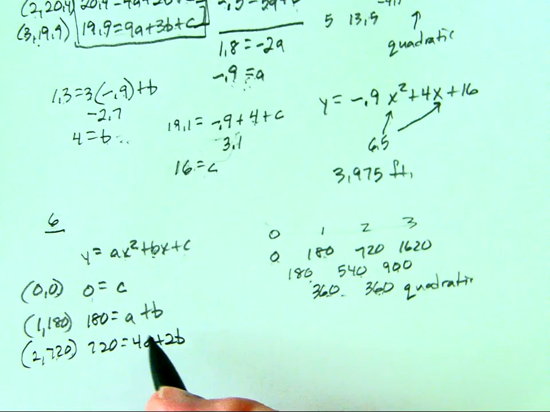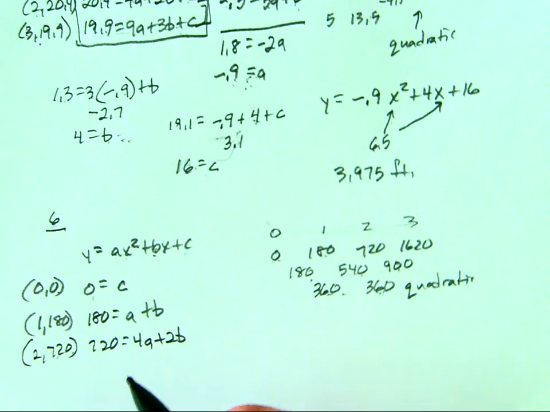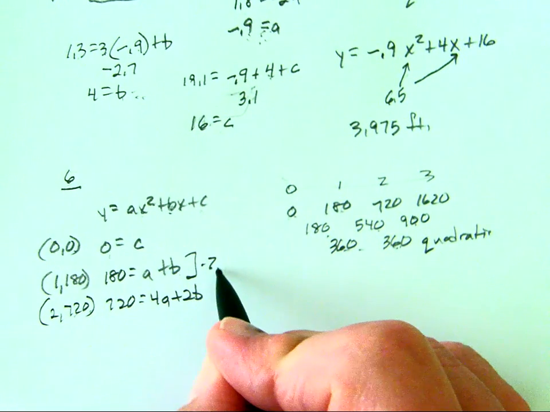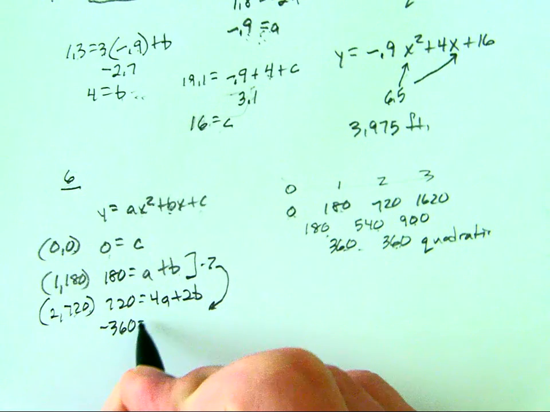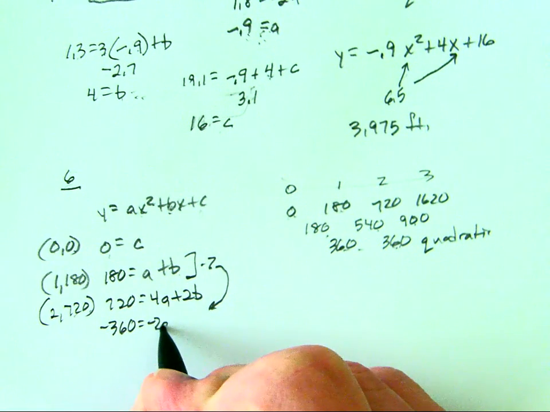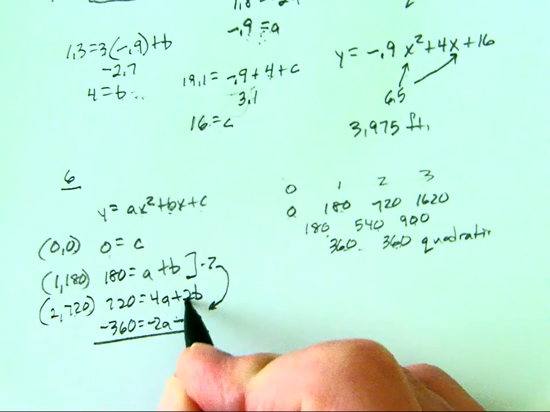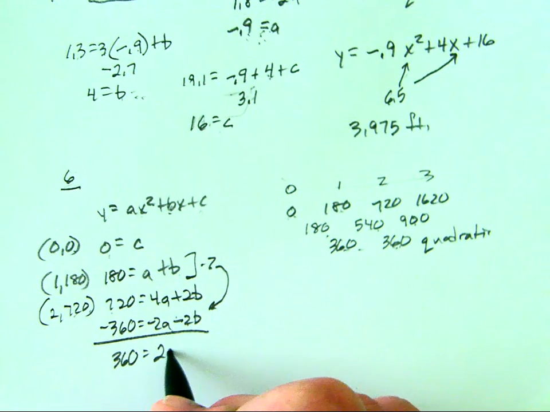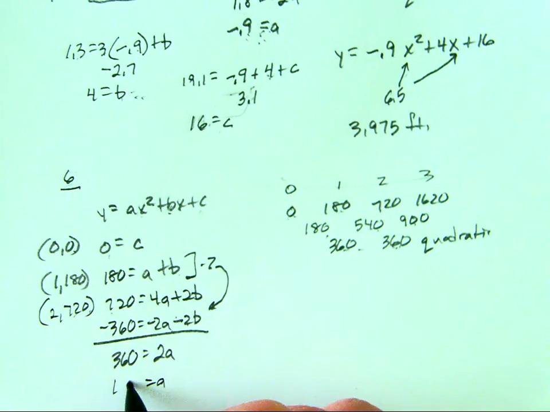So this one works out great because now we only have 2 equations with 2 variables. We need to cancel out another variable. Well, what if we take this one times a negative 2? So if I multiply that by a negative 2, that'd be a negative 360 equals a negative 2a minus 2b. Now let's add these two together. That'll be 360. That'll be 2a. The b's cancel out. So we get a is 180.